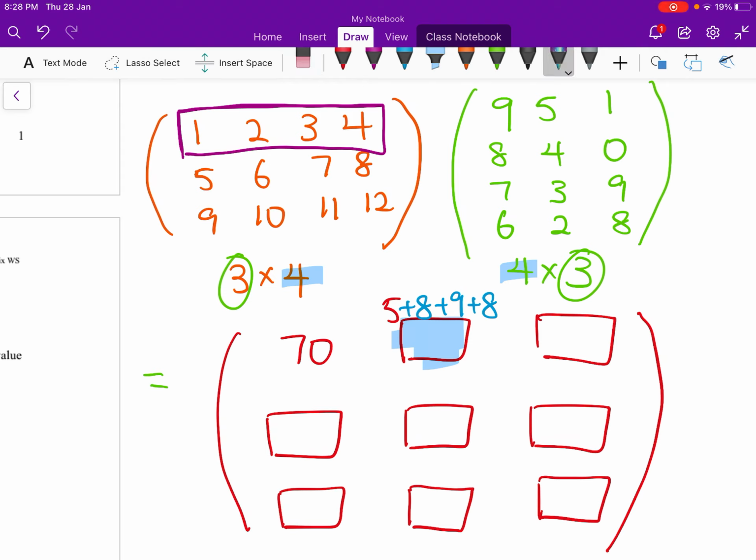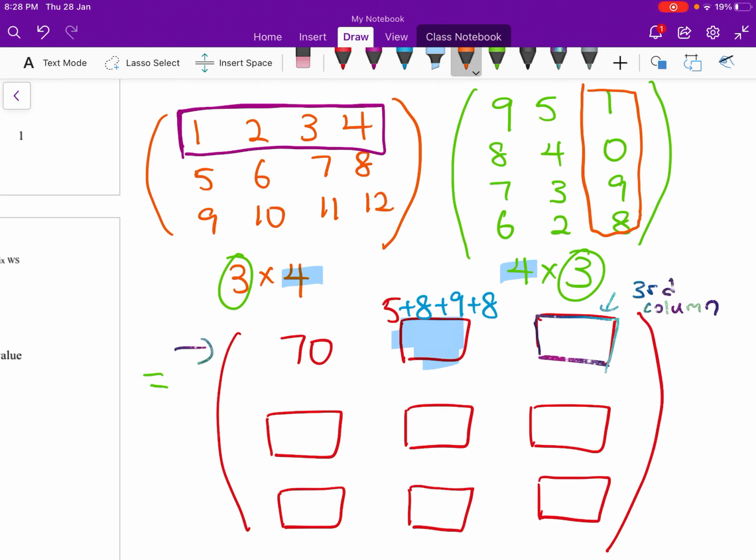Okay, let's move on to this, the first row, third column. Okay, so this third column, right? But we are still in the first row. Okay, because here is first row, right? So we still need to use the 1, 2, 3, 4. Okay, but just that we multiply with the third column.